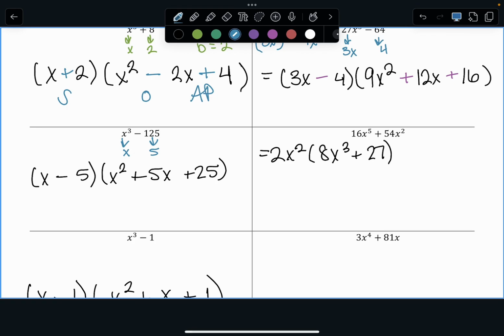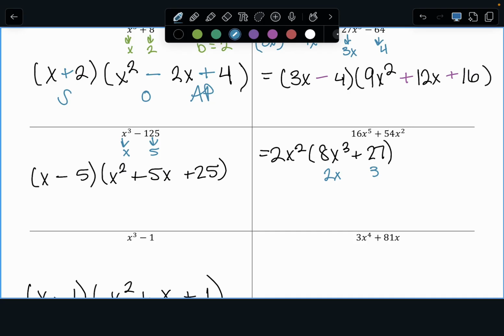Cube root of 8x cubed is 2x. Cube root of 27 is 3. Doesn't 16 go into 54? No. 16 goes into 48 3 times. And then times 4 would be 64. So no.